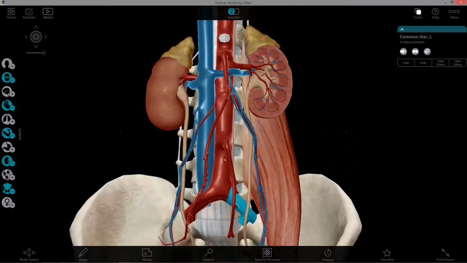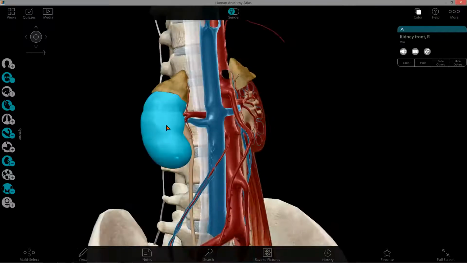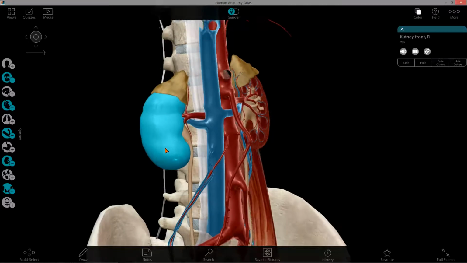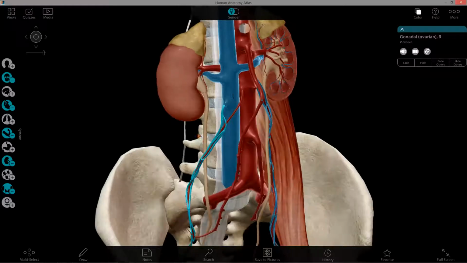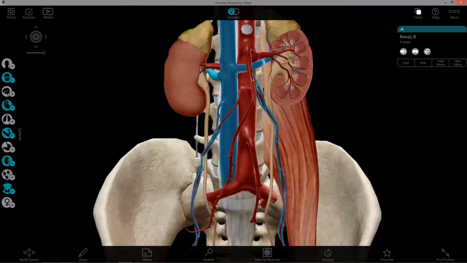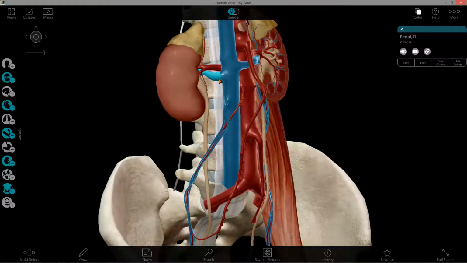Now, if I move back superiorly in my model, we can take a really quick look at the right kidney. So the right kidney is pretty much exactly the same as the left kidney. The only thing that I want to discuss as far as being different is that the right gonadal vein drains into the inferior vena cava as opposed to the right renal vein, whereas on the left side, the left gonadal vein drains into the left renal vein. And so if you have a compression of the right renal vein, you're not going to see, for example, that testicular varicocele present.